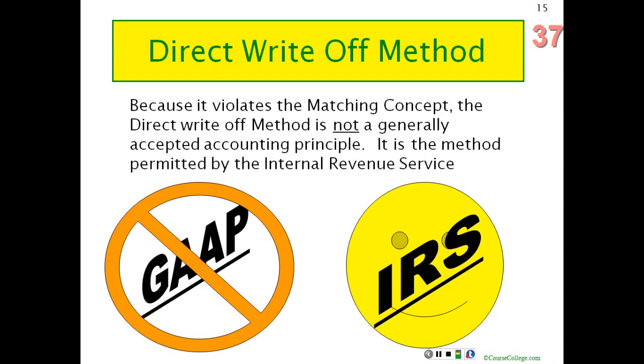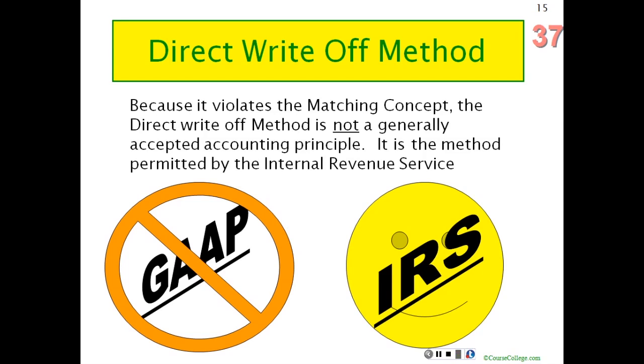One of the many differences is that the IRS only allows you to use the direct write-off method. They will not let you use the allowance method, and we don't even quite know yet what the allowance method is about. But it turns out, when we study this in the next few slides, the allowance method involves a guess. You have to guess about bad debt.